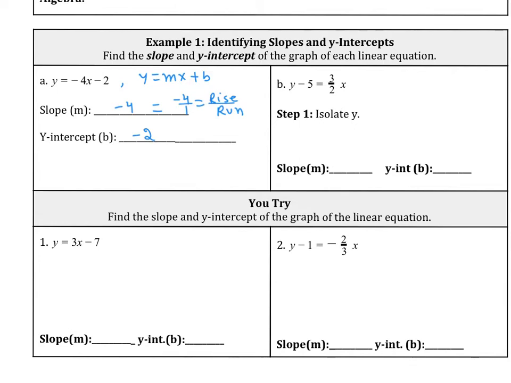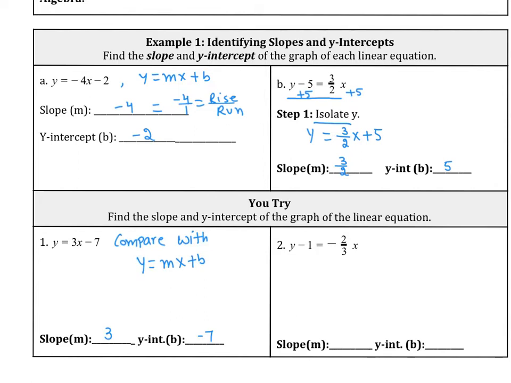Now in this example, letter b, the equation is not given in the form y equals mx plus b. So the first thing you're going to do is isolate y. You're going to add 5 on both sides, and you're going to get y equals 3/2x plus 5. Now you compare this equation with y equals mx plus b, where m is 3/2, and the 5 is going to be your y-intercept.